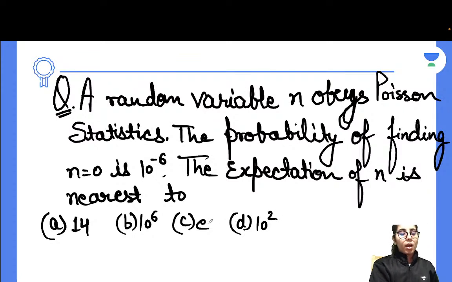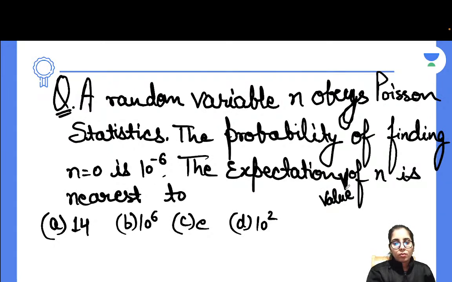You can try it now, otherwise I'll be telling you the steps you can take to work on this type of question. So the question is: a random variable n obeys Poisson statistics. The probability of finding n equal to 0 is 10 to the power negative 6. The expectation value of n is nearest to what? We will directly use the formula from Poisson statistics, and that's how we will get the answer.